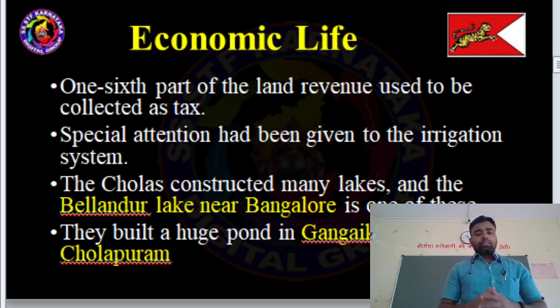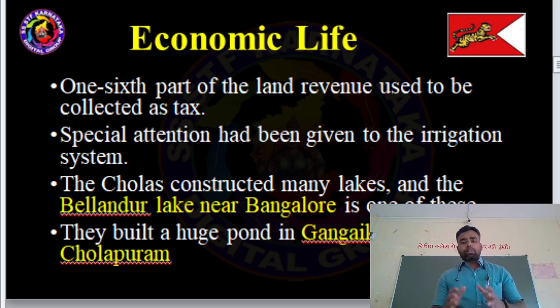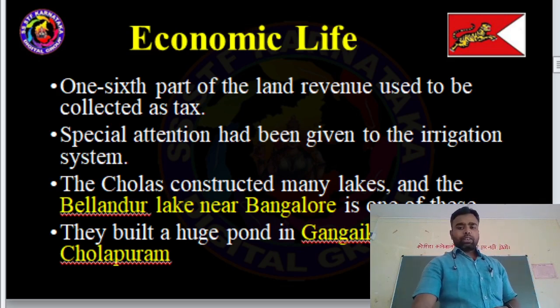The Belanduru lake near Bangalore is one of the lakes built by the Cholas. And they built a very huge pond which is in Tamil Nadu today. The name of that pond is Gangai Konda Cholapuram. So Gangai Konda Cholapuram is a very huge pond which was constructed by the Cholas for the purpose of irrigation. So now let us see the next point.